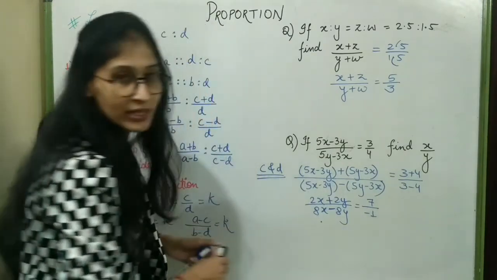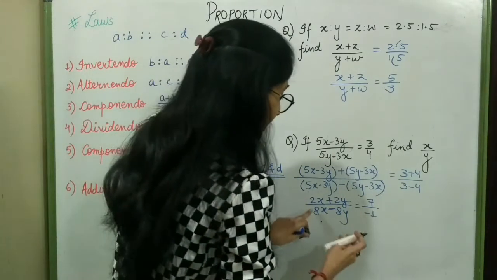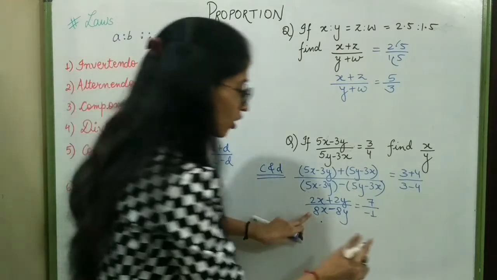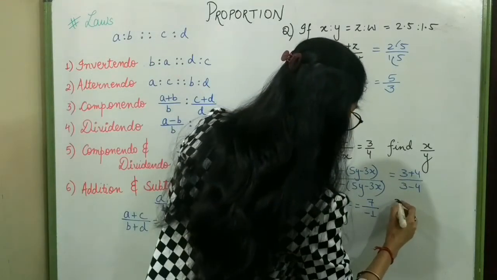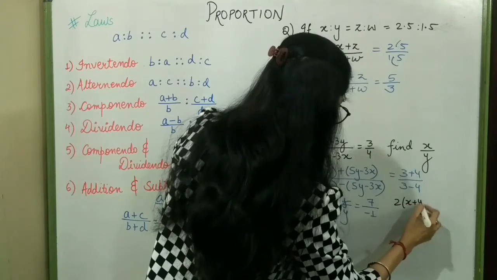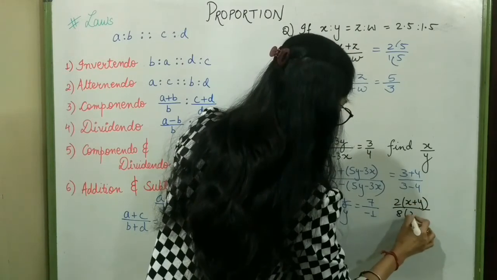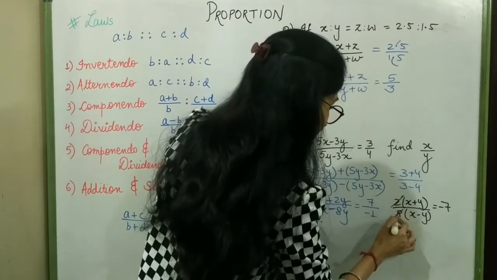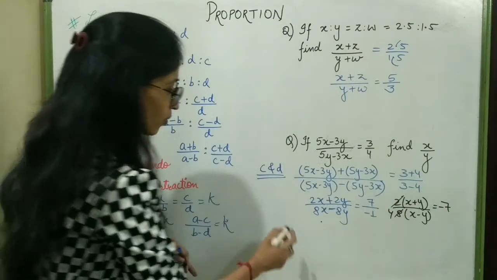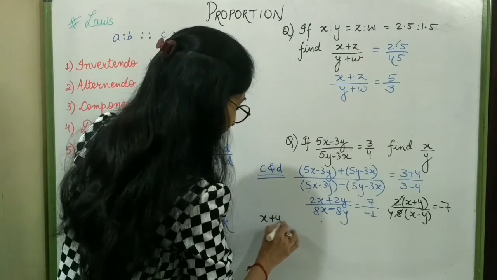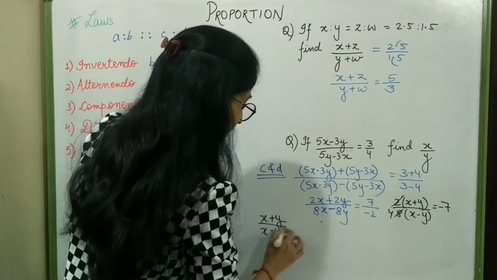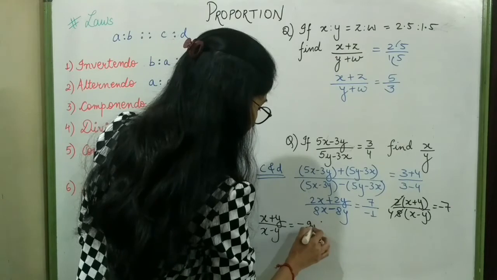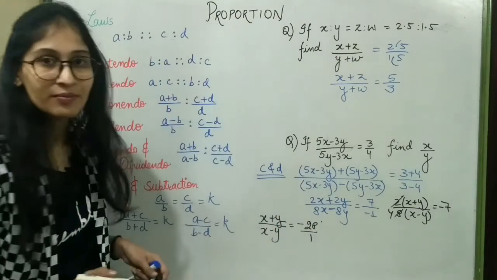Take 2 as common from the numerator and 8 as common from the denominator. So I will get 2 times x plus y upon 8 times x minus y is equal to minus 7. So x plus y upon x minus y is minus 28 upon 1.